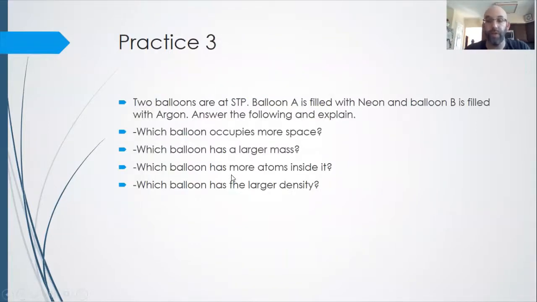All right, question 3. So this is all about just explanations of concepts based on the mole. So 2 balloons are at STP, which is standard temperature and pressure. We have balloon A is filled with neon and balloon B is filled with argon. So let's talk about the following questions. So which balloon occupies more space? So earlier we stated that any gas at STP will always occupy 22.4 liters if it's got 1 mole of it.